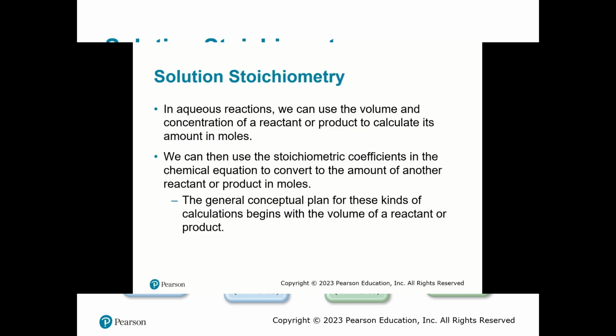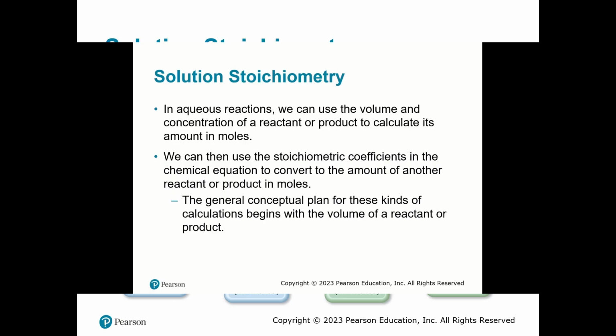Stoichiometry using concentration, here molarity. In a chemical reaction, we can use the volume and the concentration of a reactant or product to calculate its amount in moles. We can then use the stoichiometric coefficients in the chemical equation to convert to the amount of another reactant or product in moles.